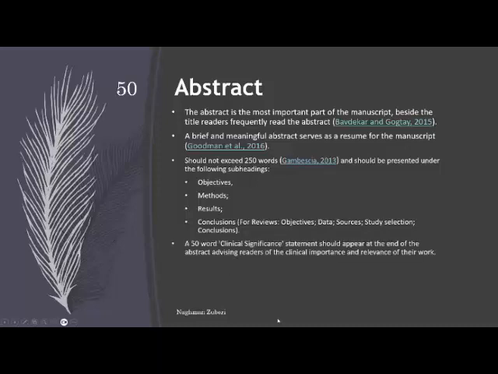A 50-word clinical significance statement should appear at the end of the abstract, advising readers of the clinical importance and relevance of their work. These subheadings should appear in the text of the abstract. No reference should be cited in the abstract section of the manuscript.